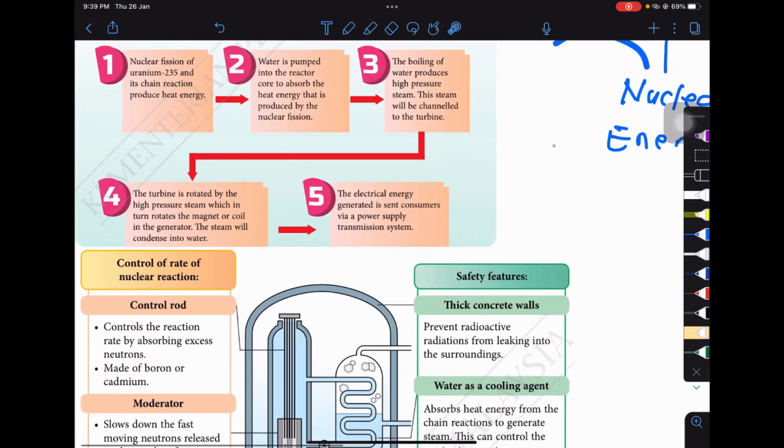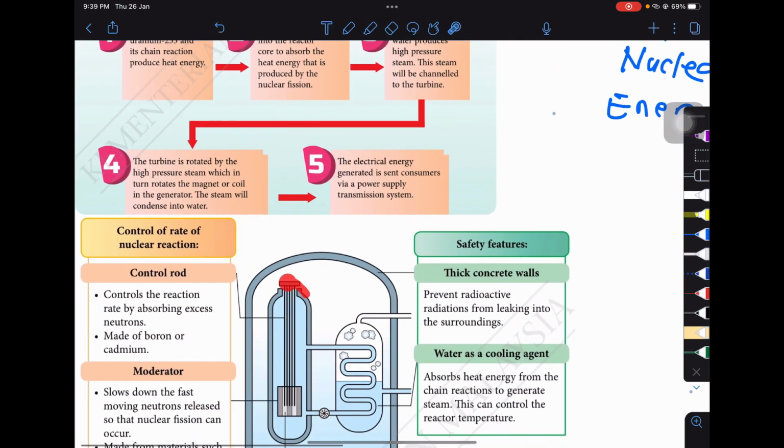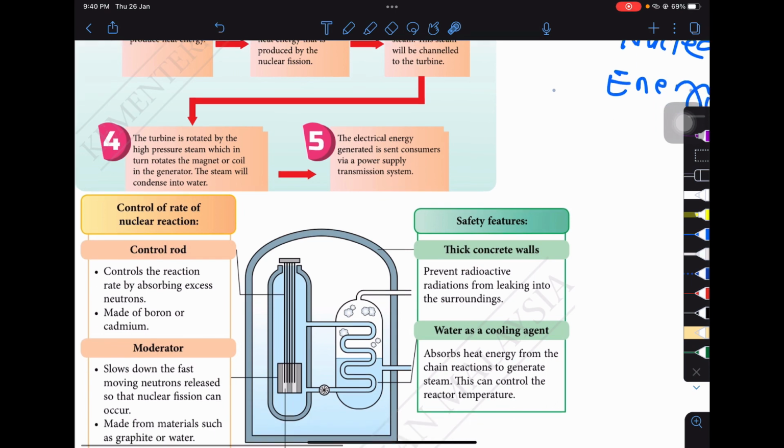Those are control rods. What's the function? The control rod controls the reaction rate. How? By absorbing excess neutrons. So we have neutrons here, and the excess neutrons are absorbed by the control rod. You are expected to know that.